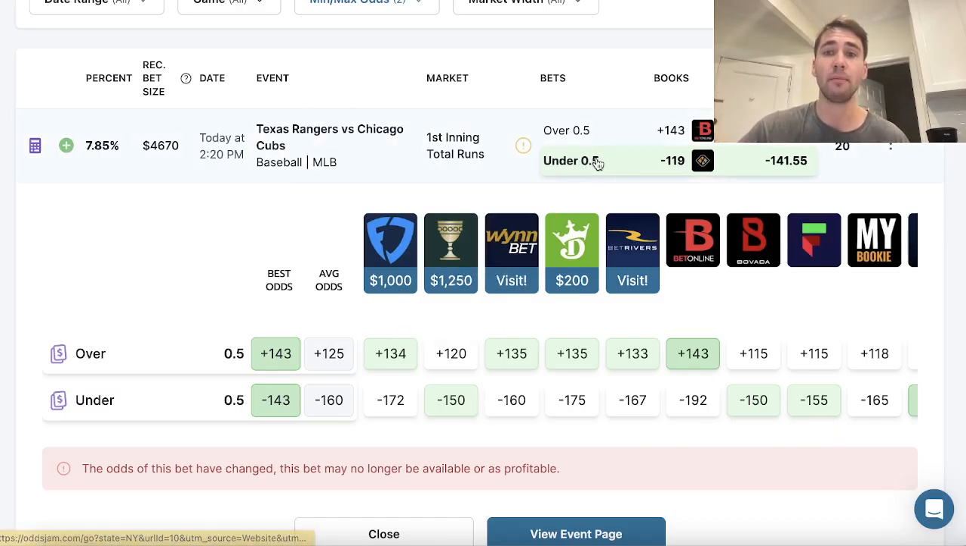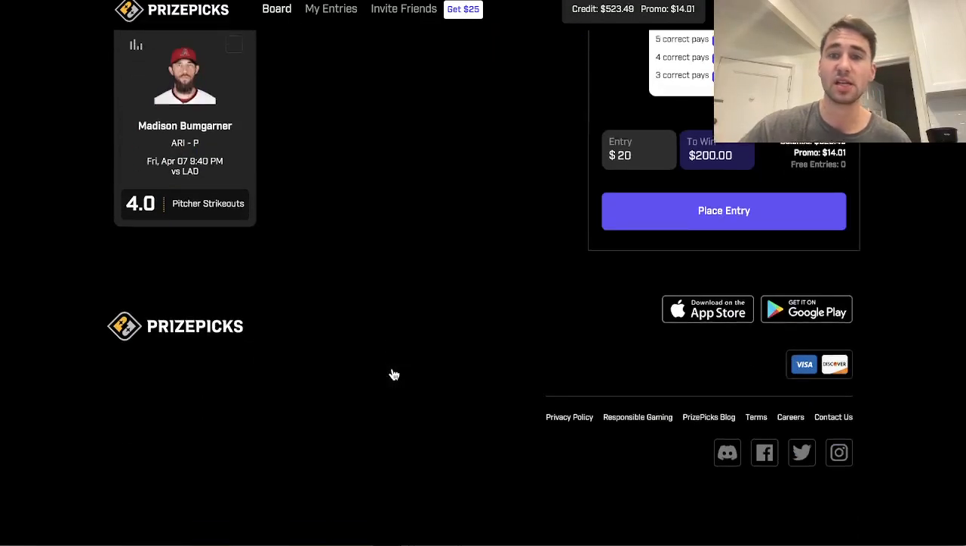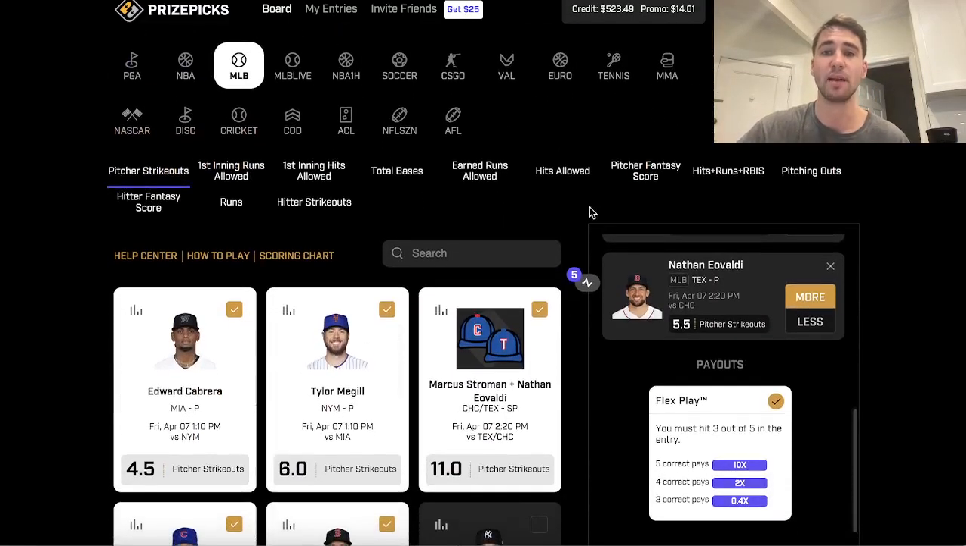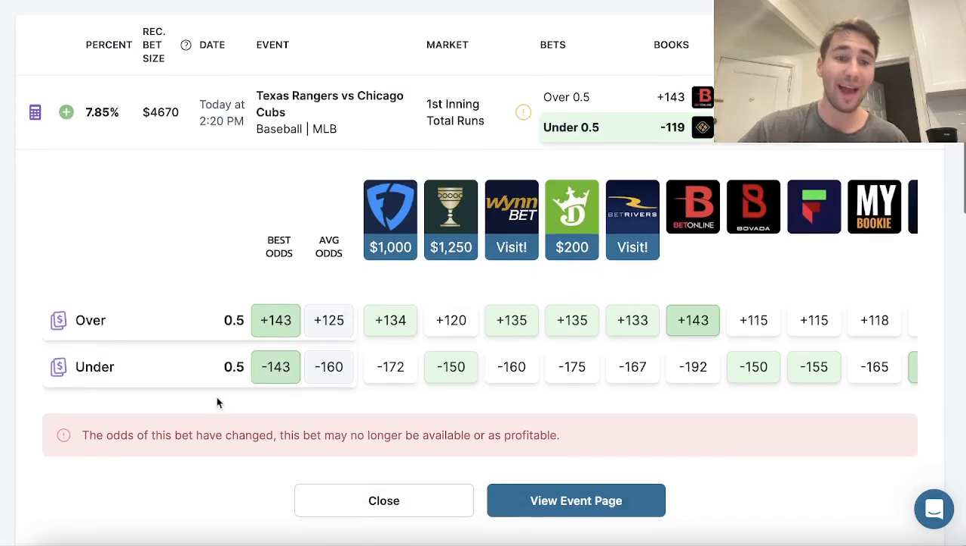In the Rangers-Cubs game, OddsJam is scanning all these lines on sportsbooks, all these lines on PrizePicks, and pointing out to you, hey, all the books have this under really, really heavily favored. You can still get it on PrizePicks. So this is an insanely profitable play, right? So that's the first pick I went with.